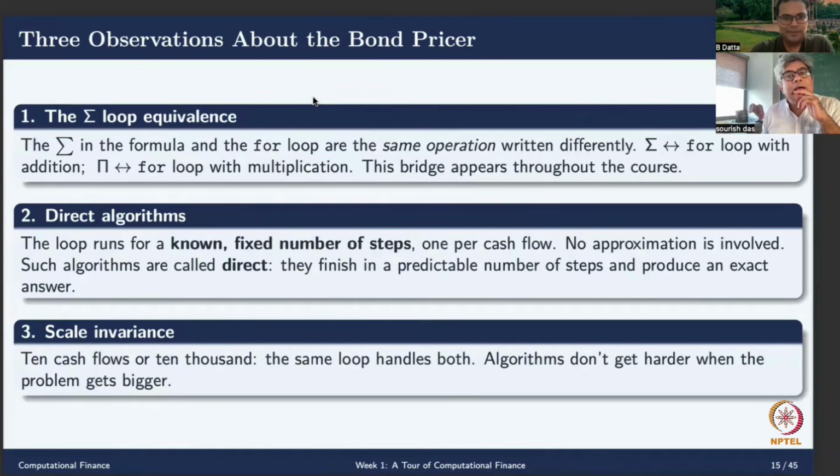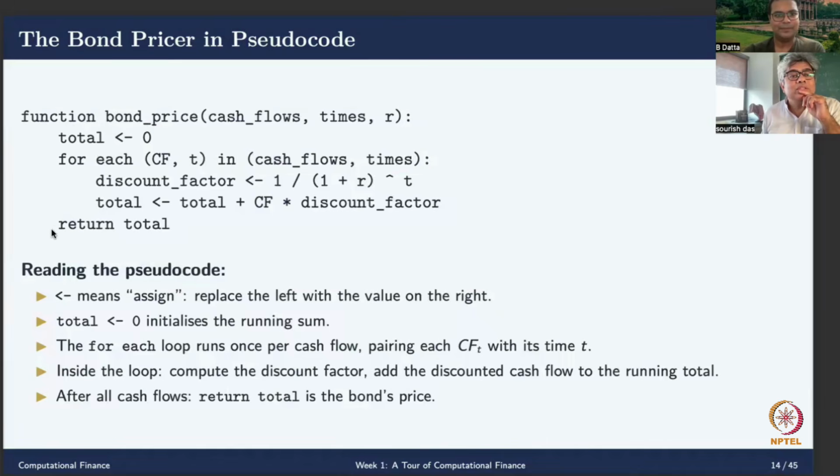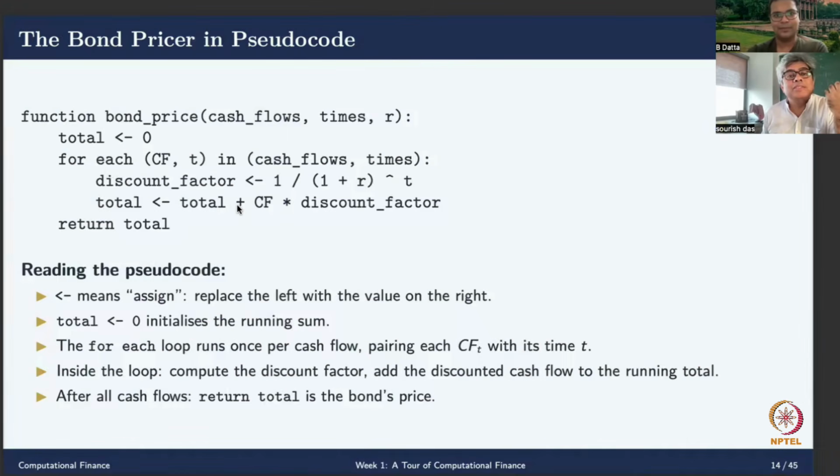Okay. So there are some observations when we are pricing a bond. One is the sigma as loop equivalence that I already told you about. The sigma, the sum in the math that we have done, is basically equivalent to this loop, where at each step I keep adding. So this sigma is the loop equivalence. Sometimes it could be a product. If it is a product, then instead of plus it would have been a star, that is multiplication instead of summation.